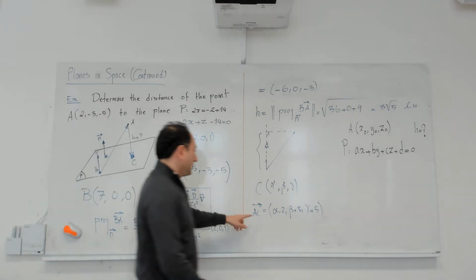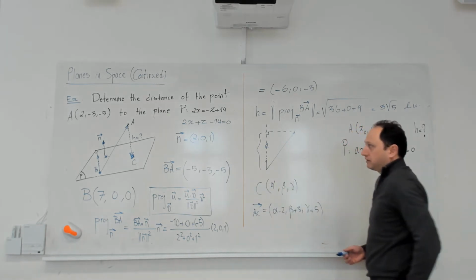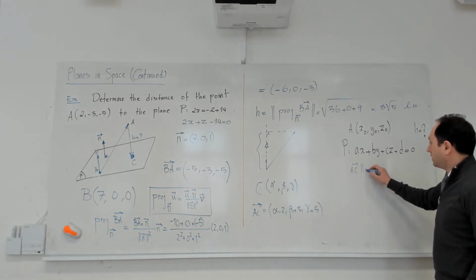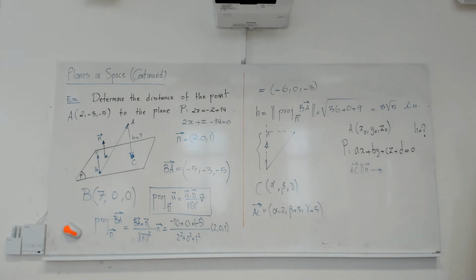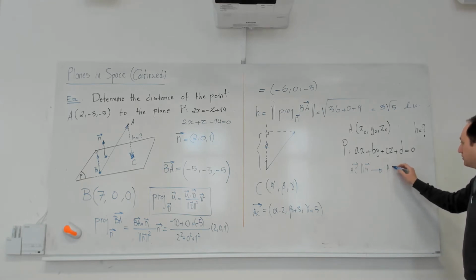Okay, how can I use this fact that AC is parallel to N? What should I write? We know that AC is parallel to N. Then what can you conclude? You can conclude, for example, that the cross product is 0. Yes? So you can conclude that the cross product is the zero vector.